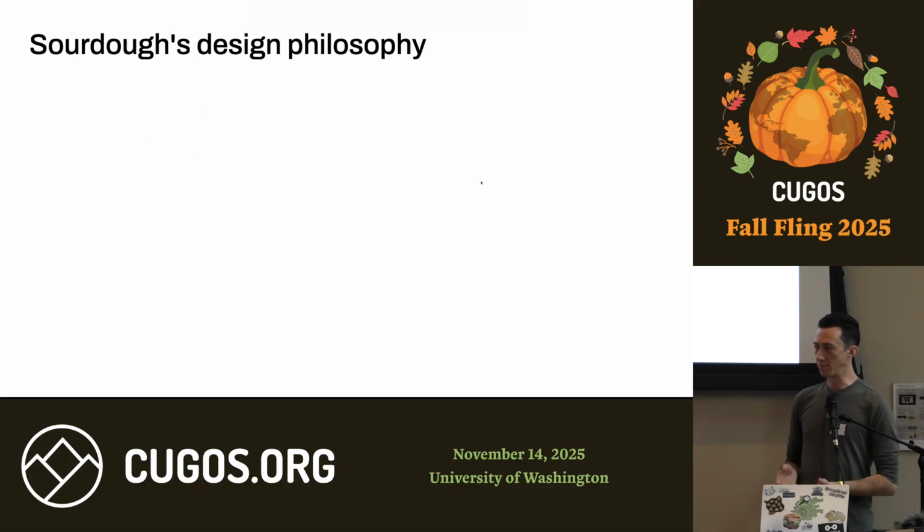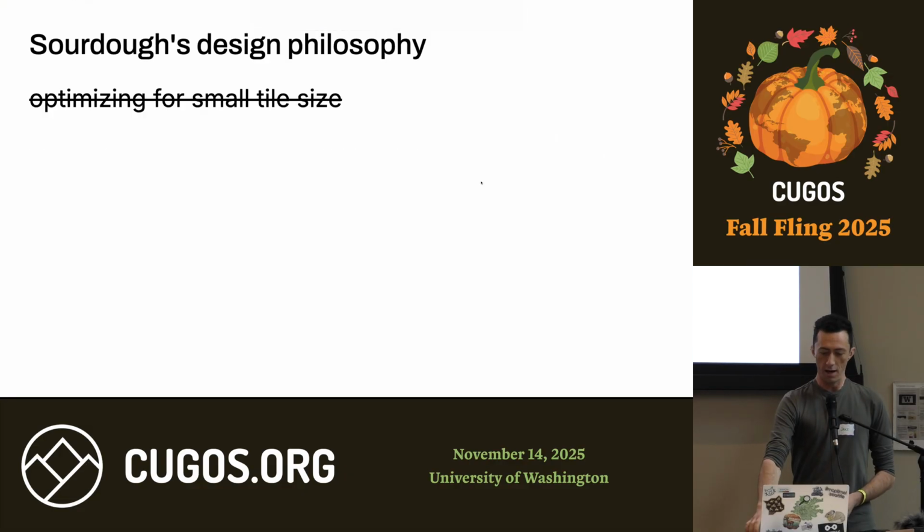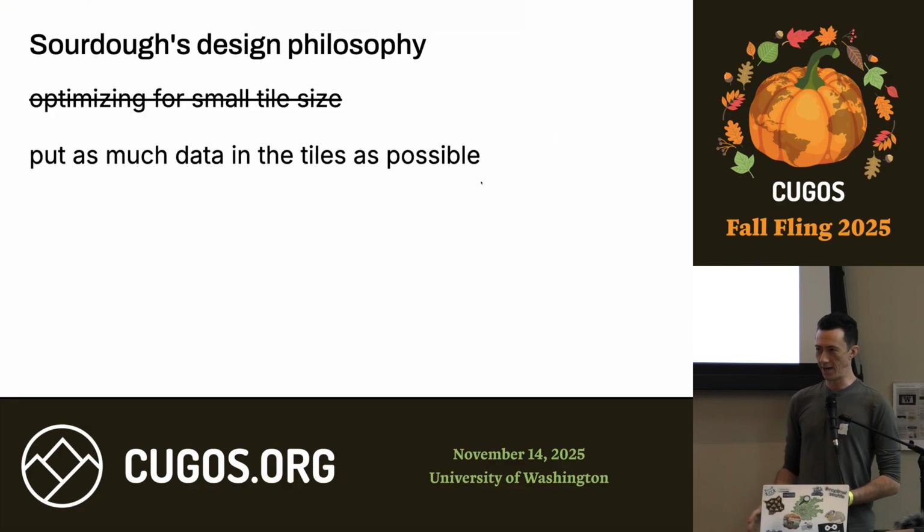So Sourdough was kind of an experiment in what if you just took the opposite trade-offs for all of those design decisions. Instead of optimizing for small tile size, Sourdough tries to put as much data in the tiles as possible. And by as much data as possible, I mean right up to the breaking point where you can no longer get reasonable performance from your web map.